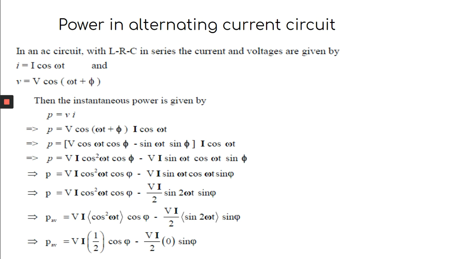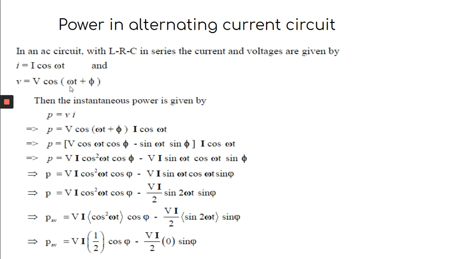As we have discussed here, it is connected to an AC source. You can write the current as i equal to I cos omega t, and phi is the phase difference between i and v. So your v is equal to V cos(omega t plus phi). As you know, i is the instantaneous current, v is the instantaneous voltage, I is the magnitude of the current, and V is the magnitude of the voltage. Omega is the angular frequency.